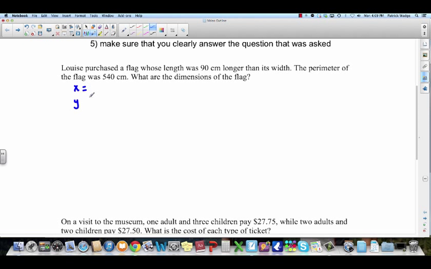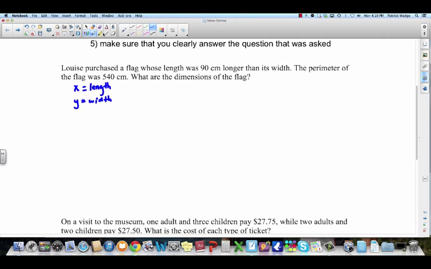So what are the two things we don't know in this question? Well, we don't know the dimensions. In other words, we don't know the length and we don't know the width. So I'm going to call x the length, and I'm going to call y the width. As I said, if you want, you could call L the length and W the width. Probably makes more sense, but I like x and y.